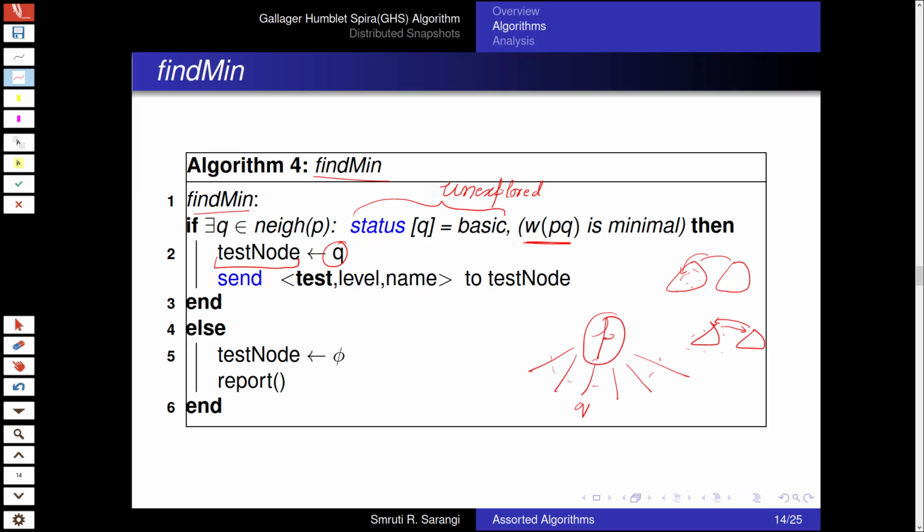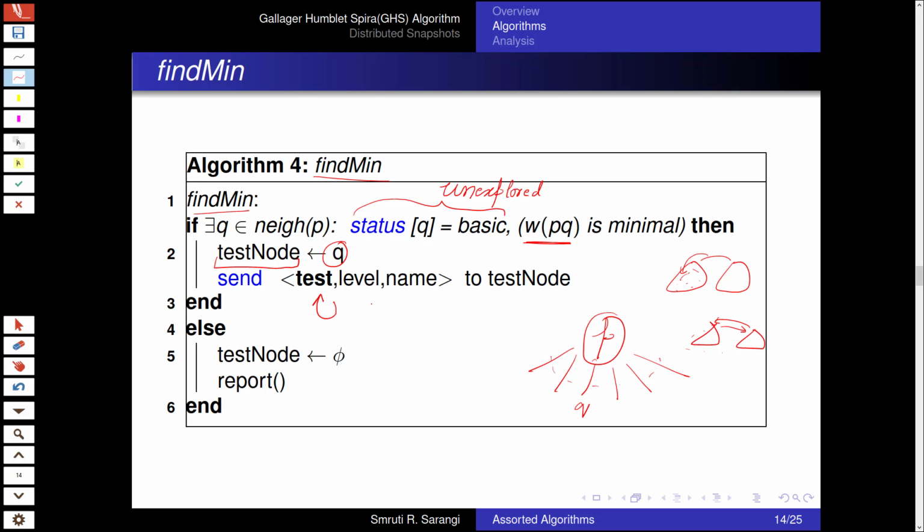And then they will also shift to the find state, which means that they will start to find the least weight outgoing edge. So every node will try to do its part. Every node will scan all of its basic edges, neighbors whose status is basic, find the minimum one, and try to see if a connection can be initiated with it. So it'll do a test.